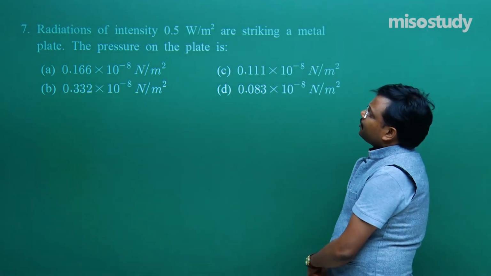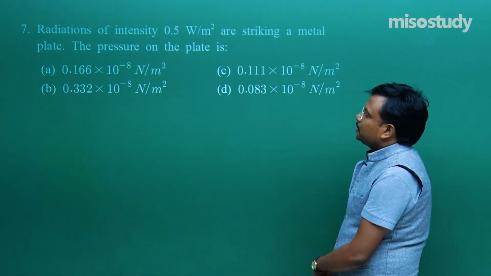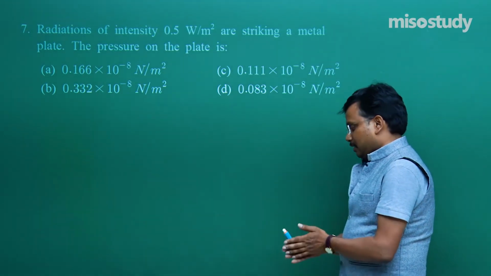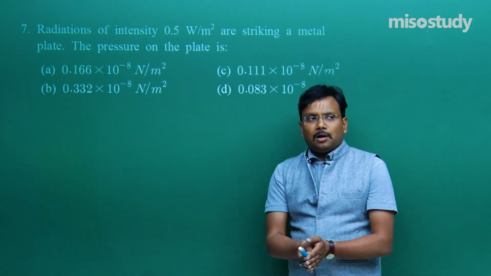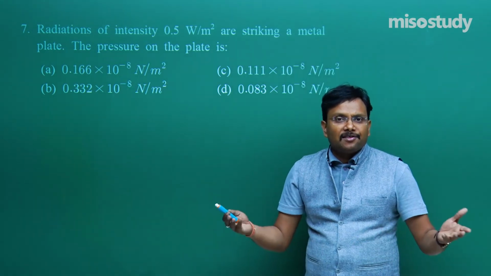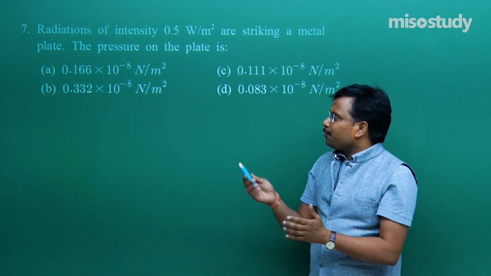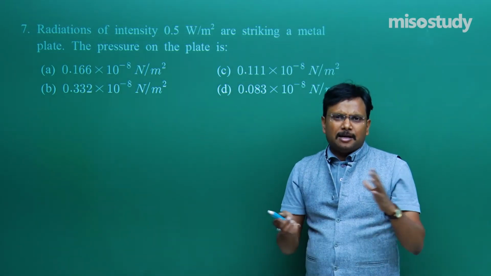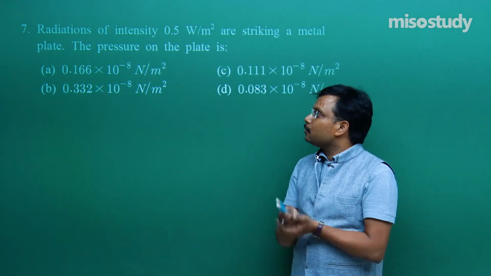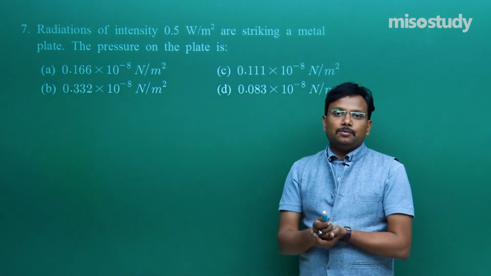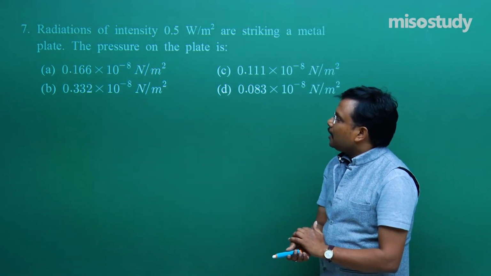Radiations of intensity 0.5 watt per meter square are striking a metal plate. The pressure on the plate. Now, for students preparing for engineering entrance exams, JEE Mains, JEE Advanced, up to some extent it is quite easy because of the mathematics. Over here, as such, no mathematics is involved, simple calculation is required, but few of you from the medical stream may think on this line, how light can put pressure.